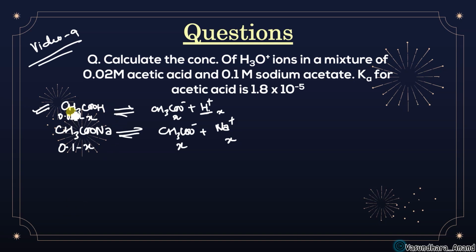So since this value is very much less, isn't it? 0.02 is already very small. So this x is a very, very small value, isn't it? Small. So can I neglect this x? We neglect the x. Okay. So if I neglect this x over here, we assume this x value and neglect it along with this.